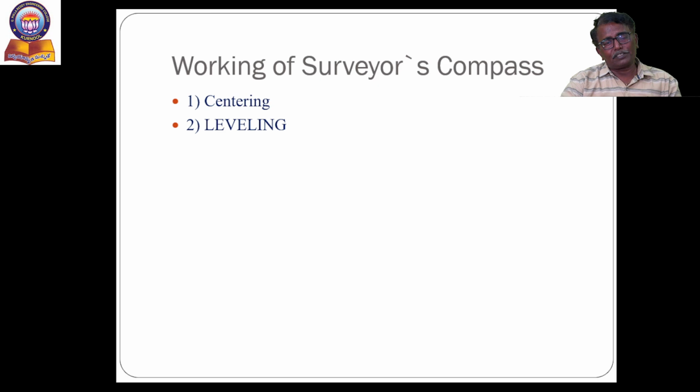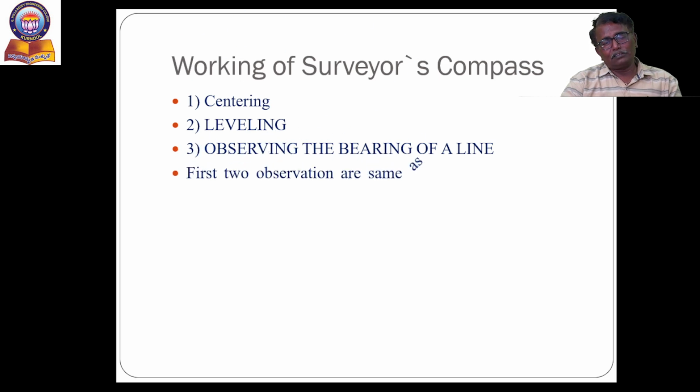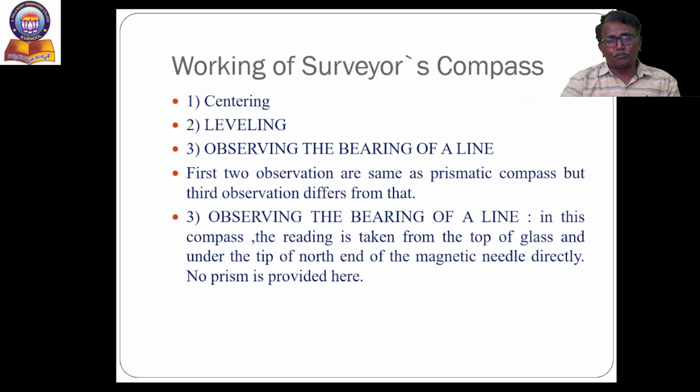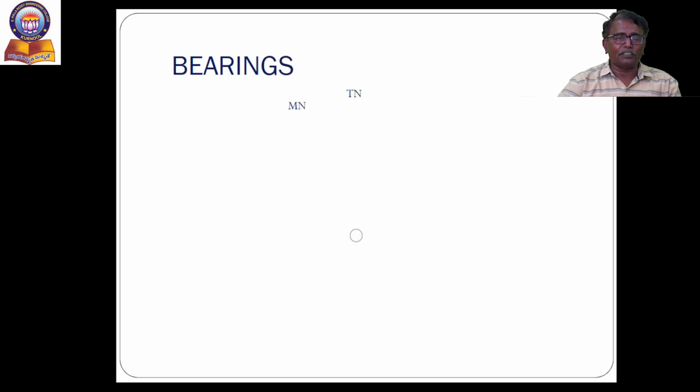Working of the surveyor's compass: centering, leveling, observing the bearing of a line. The first 2 operations are the same as the prismatic compass, but the third observation differs. In this compass, the reading is taken from the top of the glass and under the tip of the north end of the magnetic needle directly. No prism is provided here.